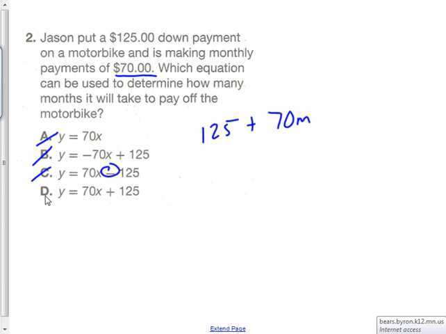D actually represents or looks just like the one we have, except for it has this equals Y. And here in this situation, Y would mean how much the motorbike costs altogether, and that would help us to solve for M. So we actually created an expression, and then to add this Y at the end, that makes it into an equation or a function.